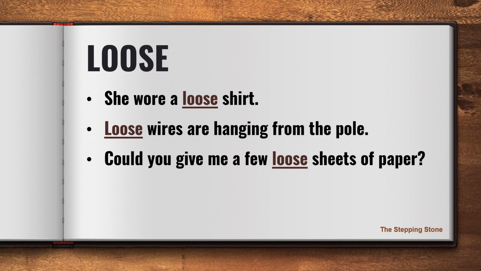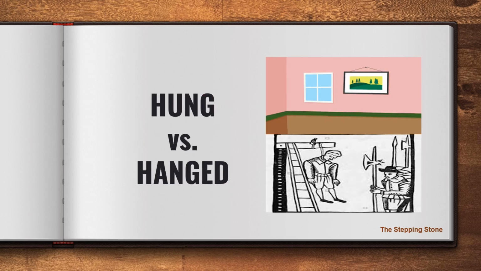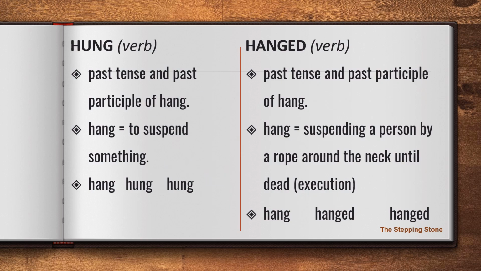The next pair is hung versus hanged. Can you guess the difference? Interestingly, both hung as well as hanged are the past and past participle forms of the verb hang. But hung is used when hang means something is suspended. For example, a picture. The three forms are hang, hung, and hung.